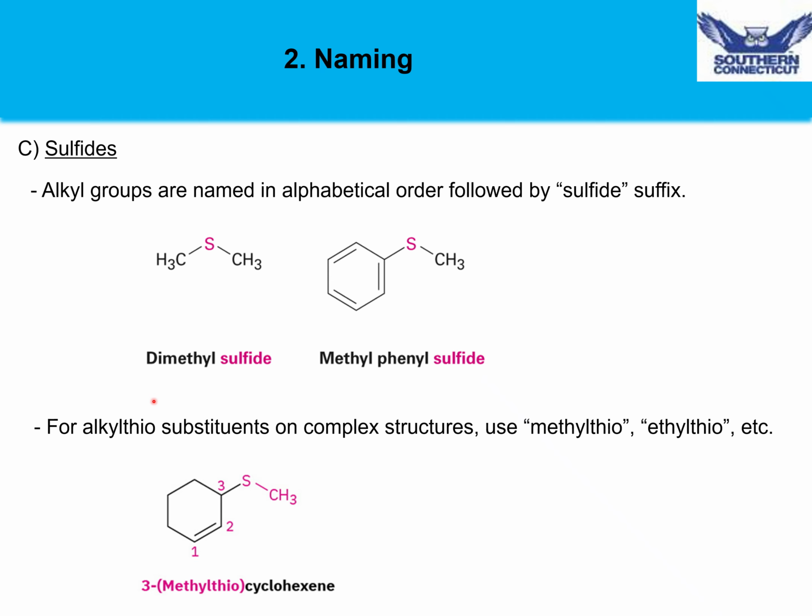If we are going to give the sulfide as a substituent, we can use the term methylthio or ethylthio and so on. As an example, we have here a methyl sulfide on the third carbon of this cyclohexene. Note again that the double bond carbons have to be on carbon 1 and 2. If we number it in this direction as shown, we would come up with the sulfide being attached to carbon 3. As a result, we name this as 3-methylthio cyclohexene.